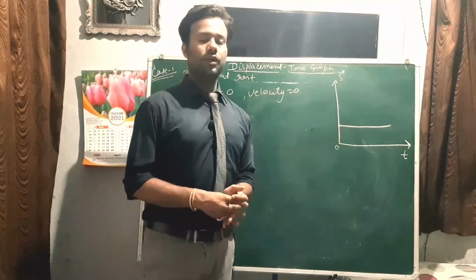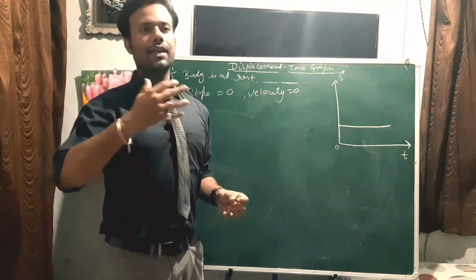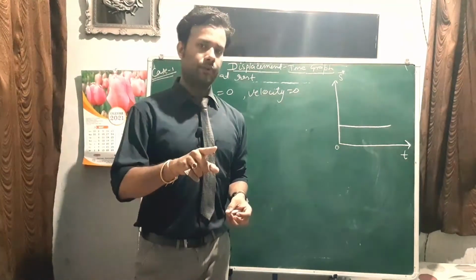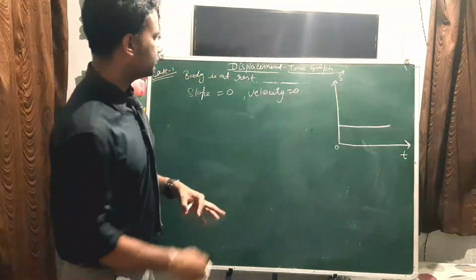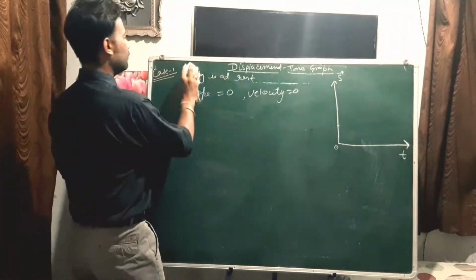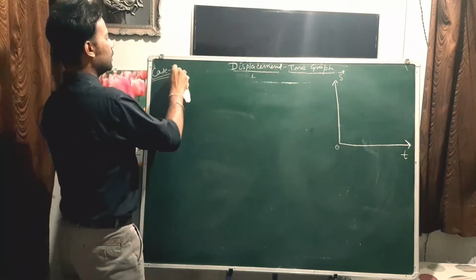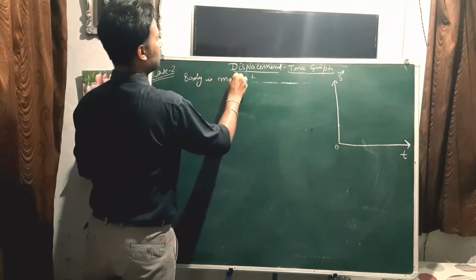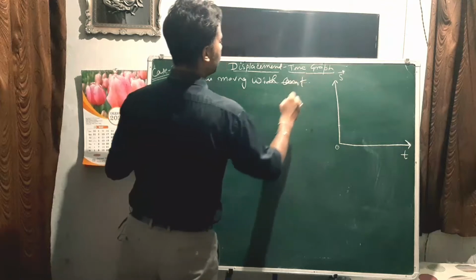So now let's see what the next case of this graph is. The next case is a body moving with uniform velocity. So let's check how we can make the graph of this case. Case 2: the body is moving with constant velocity.